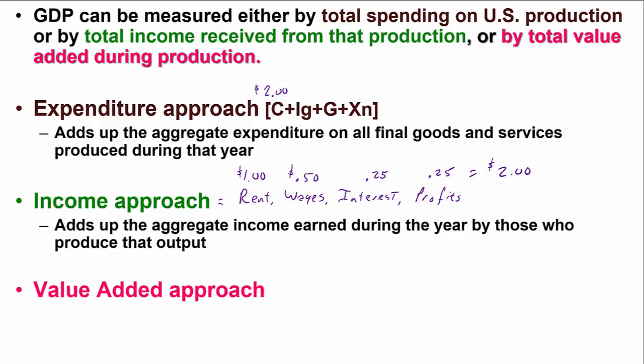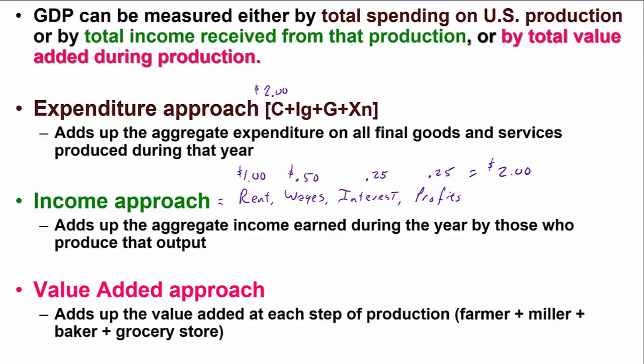And then the third method we have is called the value-added approach. This adds up the value added at each step of the production. So let's pretend for a second that a farmer produces wheat at a value of 25 cents, and he sells it to a miller who then converts the wheat into flour and sells the flour for 50 cents. So far so good. And then the miller sells the flour to the baker, and the baker converts the flour into bread and sells the bread to a grocery store for $1. And then finally, the grocery store sells the bread to me for $2.